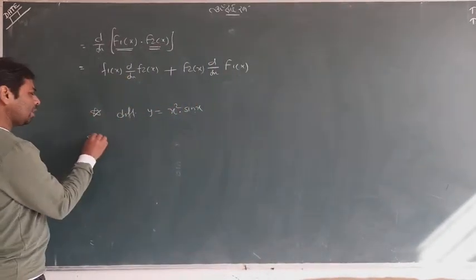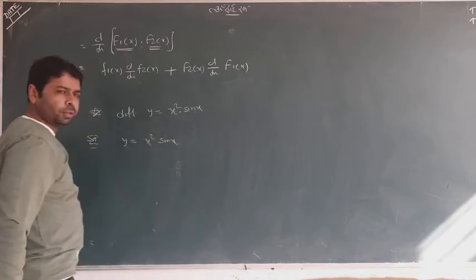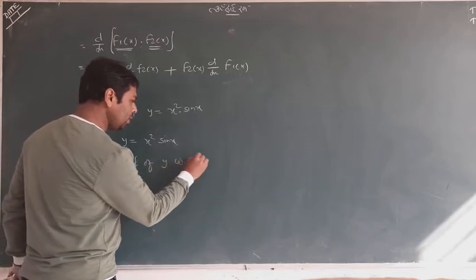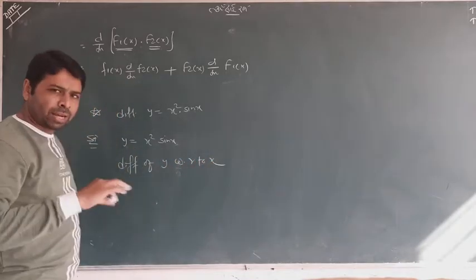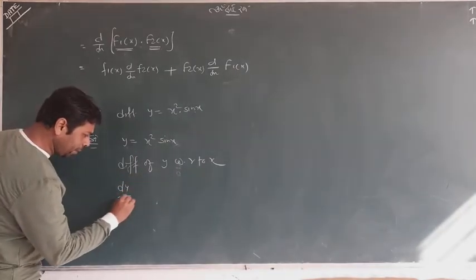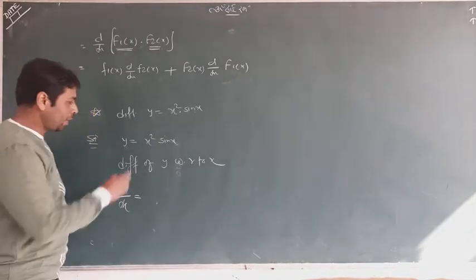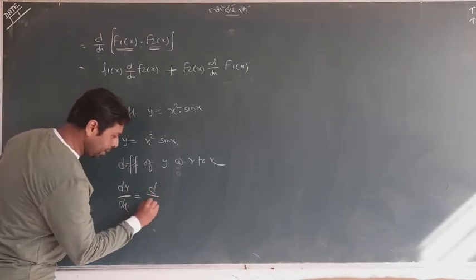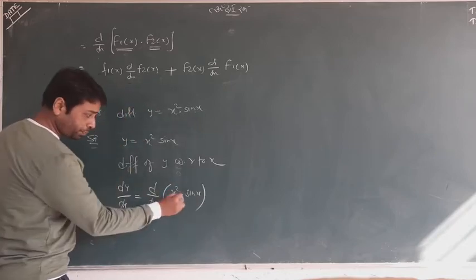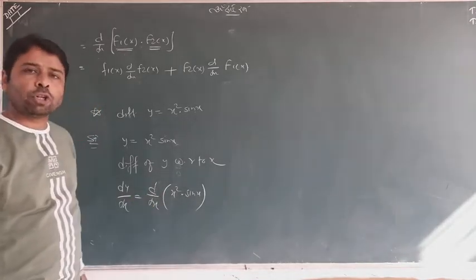How can we start the problem? y is equal to x square sin x is my question. You first write differentiation of y with respect to x. That is very formal language. You always write it, and then write dy by dx. d by dx is my differentiation operator, and y is already there. d by dx of x square sin x. I again tell you, don't write y here, because d by dx is actually the operator of differentiation.